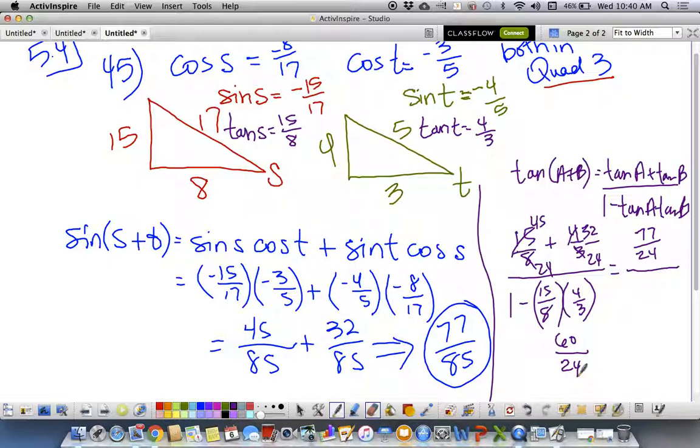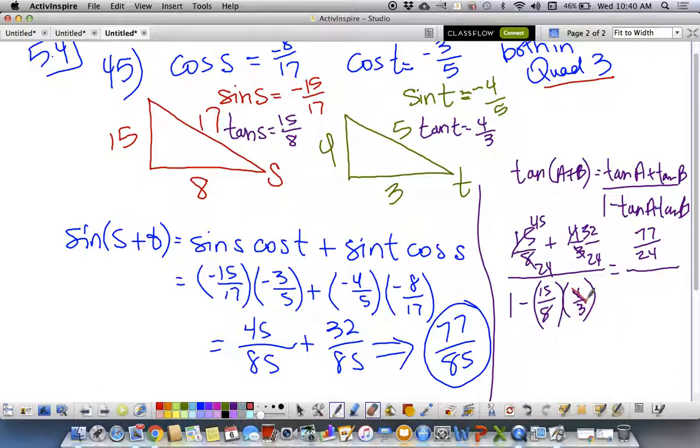Oh, you know what? Whoa, stop. Before you multiply, what should you do? 24 over 24 is what 1 was, right? Yes, but can I reduce? Should I reduce fractions before I multiply them? Why do you need to reduce before you multiply? Because I don't want big numbers on the denominator or the numerator and have to reduce later.